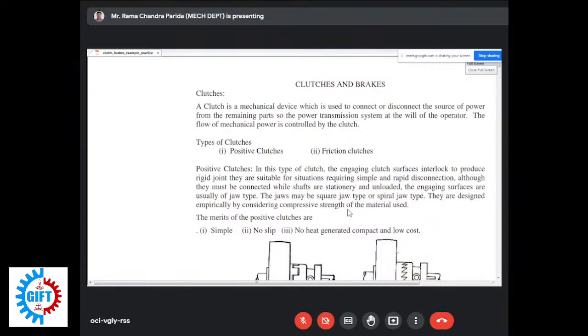Okay, and basically two types of clutches are there. One is positive clutch, another is friction clutch. So in positive clutch, what happens here? The engaging clutch surfaces interlock to produce a rigid joint. They are suitable for situations requiring simple and rapid disconnection.